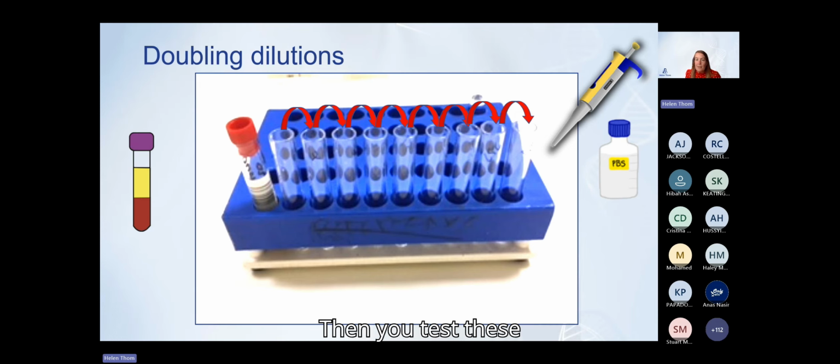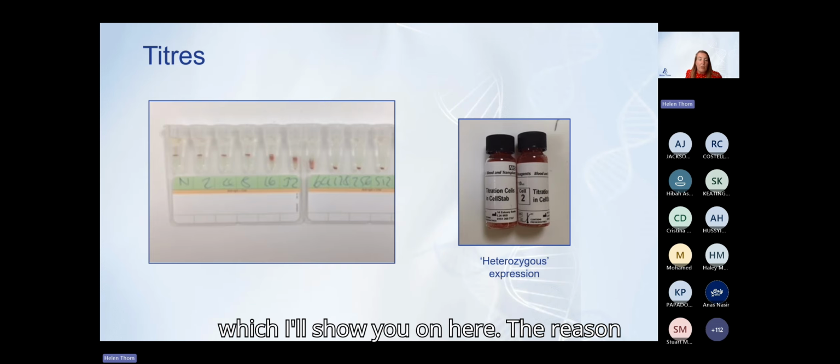Then you test these against heterozygous cells. So that would be Duffy A pos, Duffy B pos cells, which I'll show you on here. The reason that you titrate against heterozygous cells is so that you can detect weak expression. So when a cell is showing dosage, it will show a weaker expression. In this case, we want to look at the weakest expression that we can possibly detect.